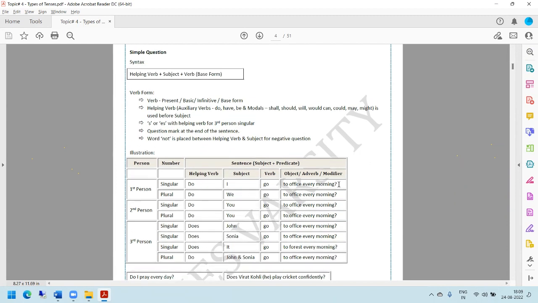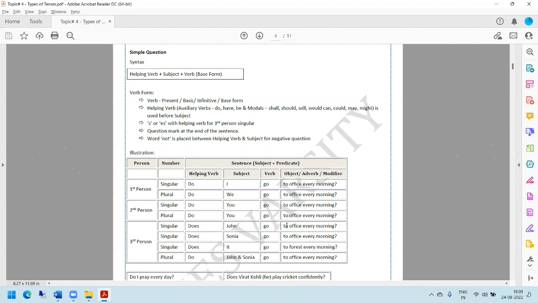So what type of sentence is it? Interrogative sentence, where a question is asked. Do I go to office every morning? Do we go to office every morning? Do you go to office every morning?